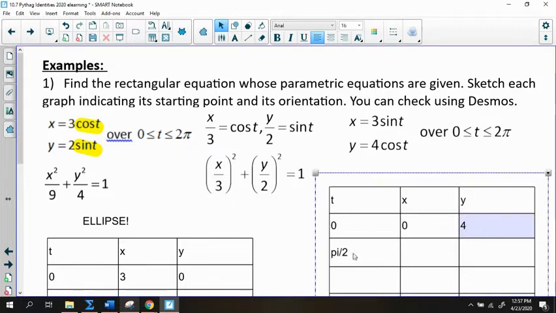And then we're going to do pi over 2. So sine of pi over 2 is 1, so here x is 3. And cosine of pi over 2 is 0, so that means y is 0.